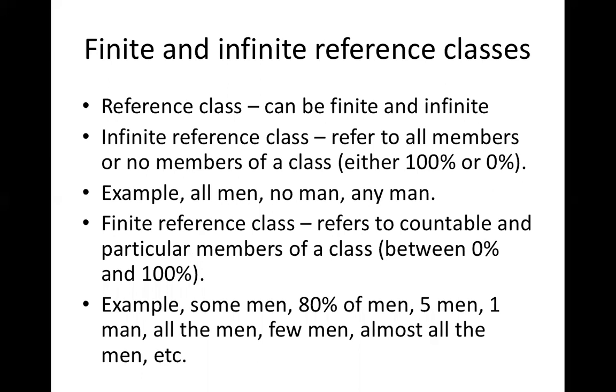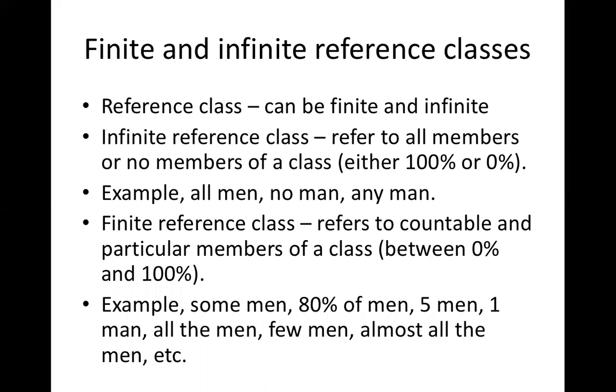It refers to an uncountable number of items in a class. All men is uncountable. You cannot also count any man. You cannot also say that any man is countable. So all men, no man, any man, these are uncountable references. That's why we call it the infinite reference class.